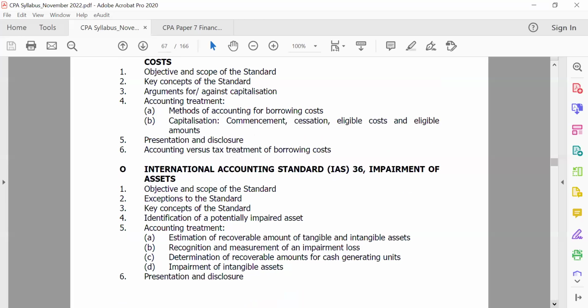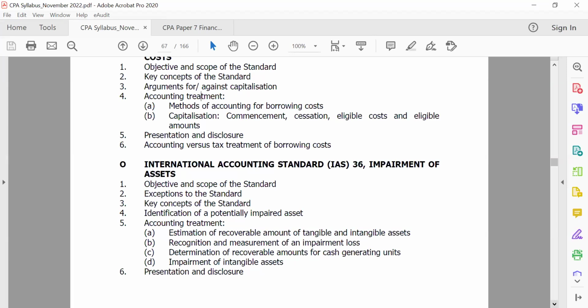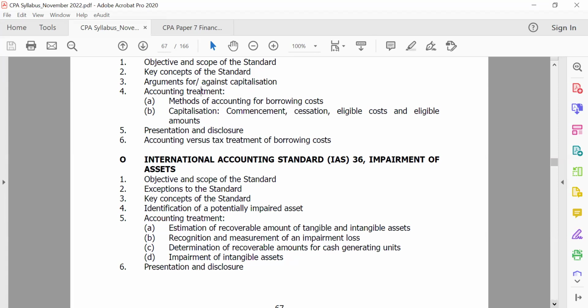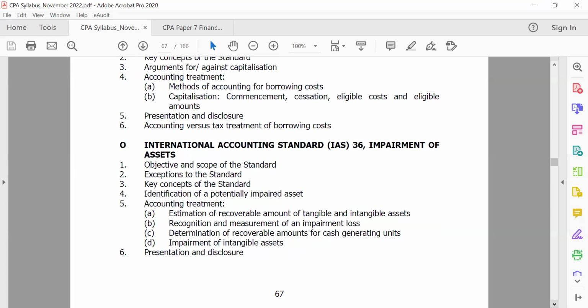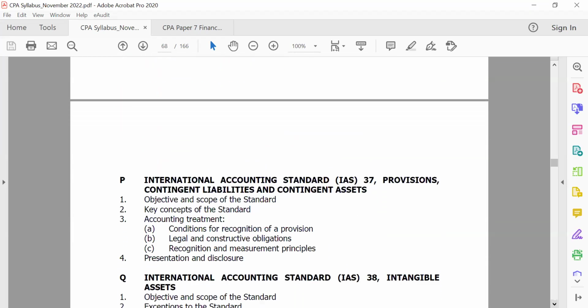And then we have IAS 16, which is impairment of assets. And as you can see here, again, the objective and scope also comes in handy here. How do we identify what you may call a potentially impaired asset? And how do we account for one, estimation of recoverable amount of tangible and intangible assets? How do we recognize and measure impairment loss? How do we determine recoverable amounts for cash generating units? And then the presentation and disclosure. So there are quite a number of standards, as you can see, that we look at.